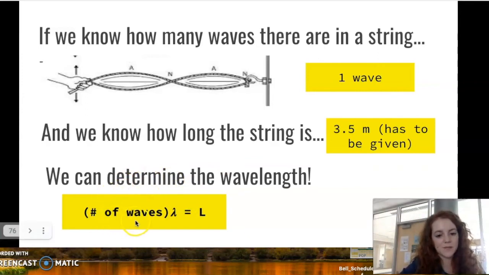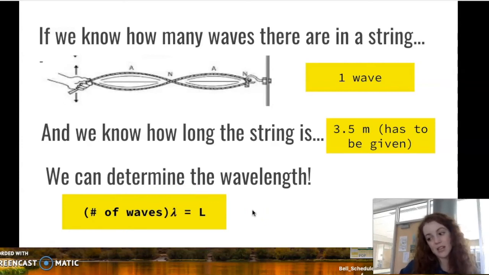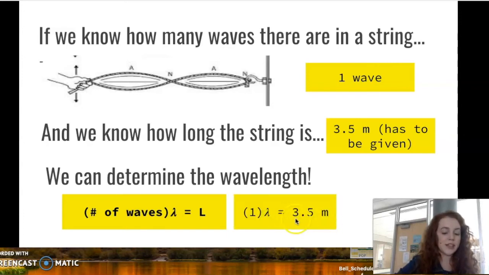Number of waves times the wavelength gives us the length. Or it's written in the other form on page 17 of your packet. Wavelength is equal to length divided by number of wavelengths. So if the length is 3.5 meters, and we have one wave in this total length, that means our lambda, wavelength, is 3.5 meters.